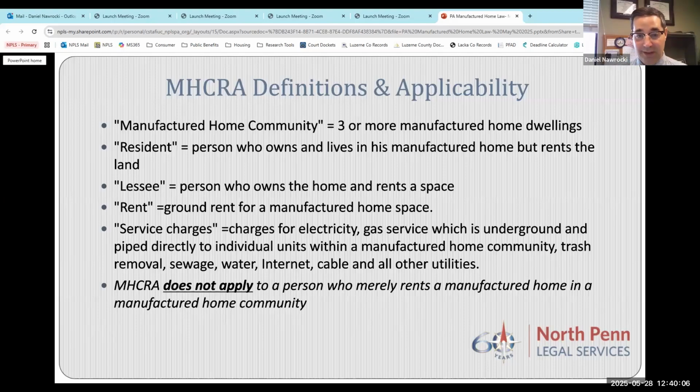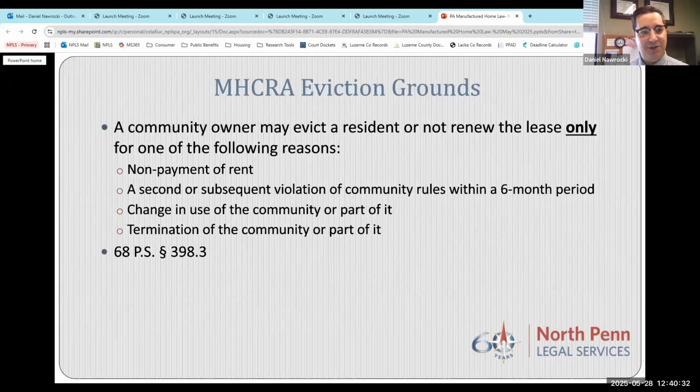The MHCRA, importantly, does not apply to a person who rents both the home and the lot. And just another term that you're going to see later in the presentation that's going to be important is rent, which is defined in the MHCRA as ground rent for a manufactured home space. And you'll see the reason that that's important versus service charges and other charges a little later in the presentation.